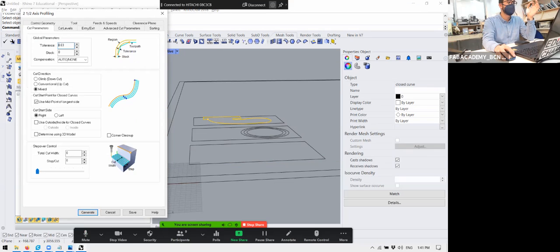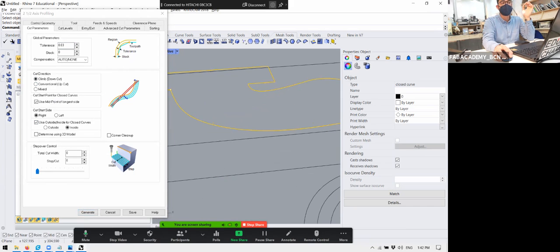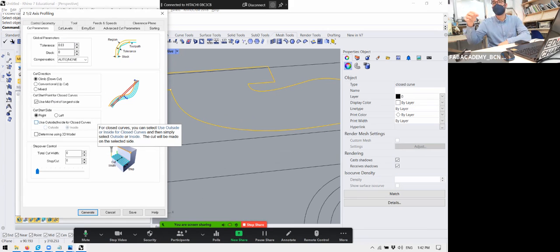Cut parameters. We choose climb. And we want to cut inside. It means we want to cut here because we want to keep this area of material. So in this case, we need to say, please cut inside. By default, it will always cut on the line, so we need to activate: I want inside cut.